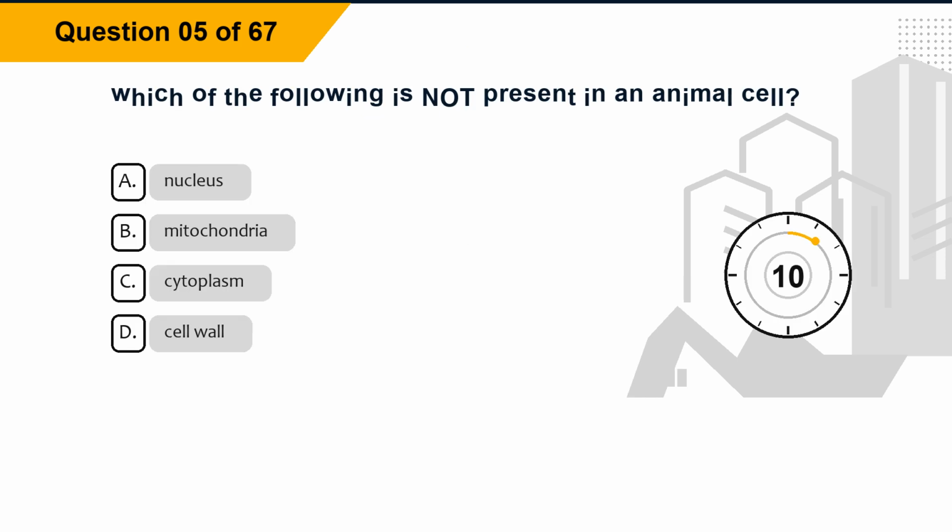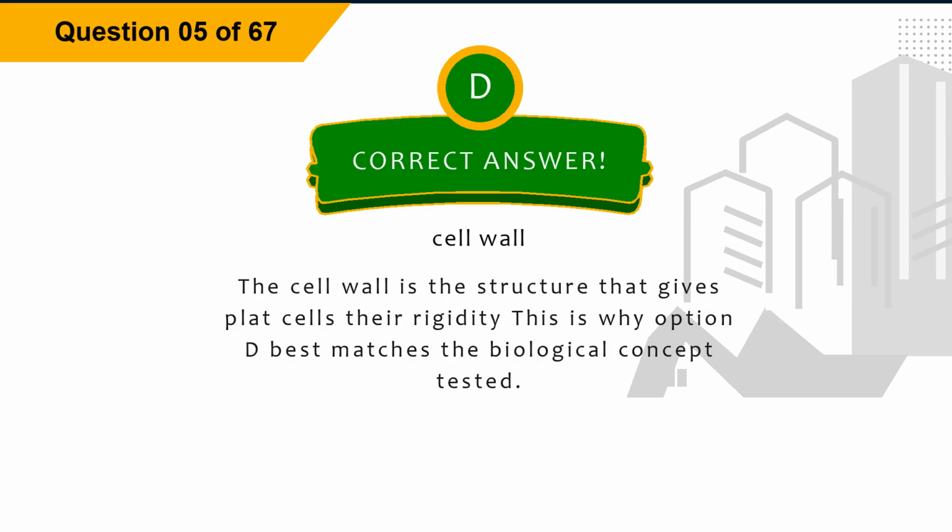Question 5. Which of the following is not present in an animal cell? Option A, nucleus. Option B, mitochondria. Option C, cytoplasm. Option D, cell wall. The correct answer is option D, cell wall.